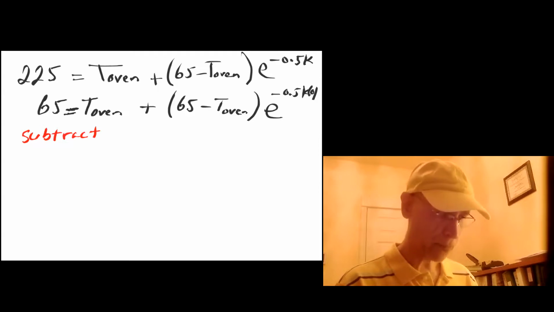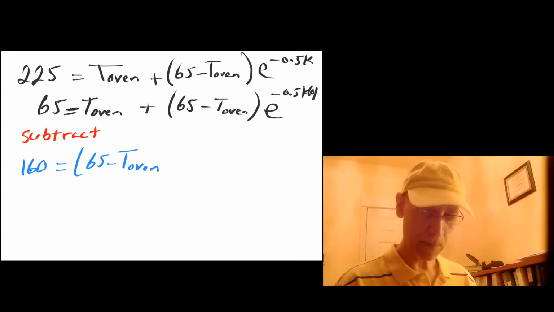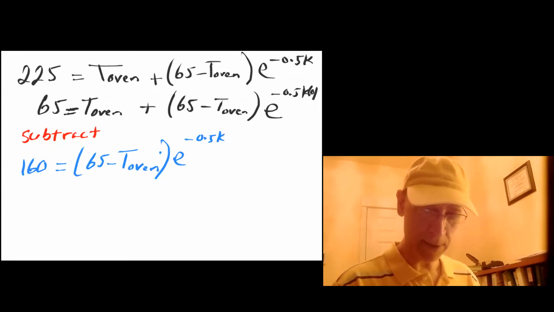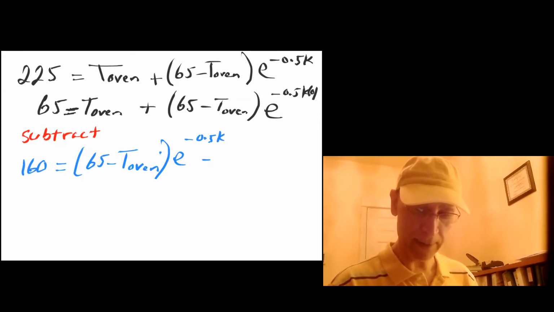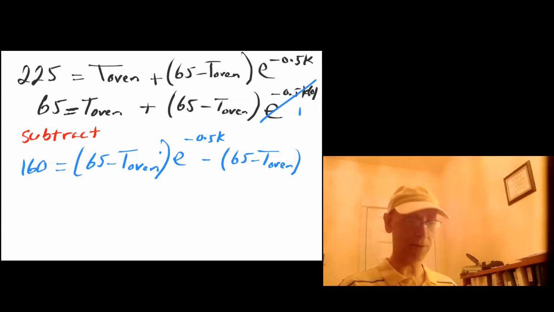I will get 160 equals 65 minus temperature of oven, e to the minus 0.5 k minus 1. Notice that this was just a 1, so I don't have to write that.